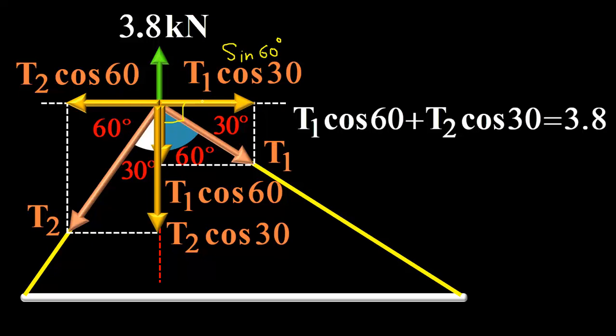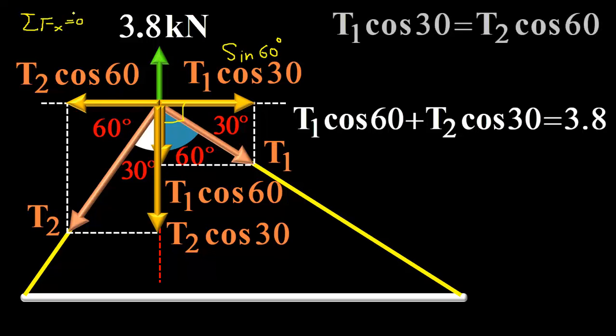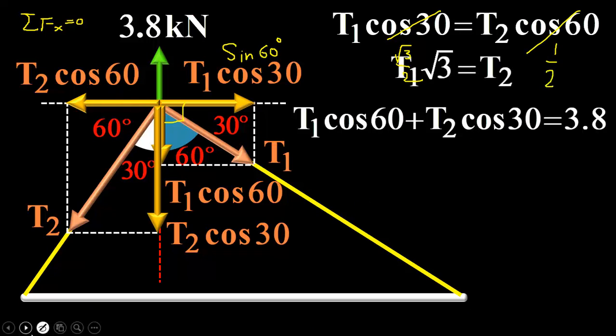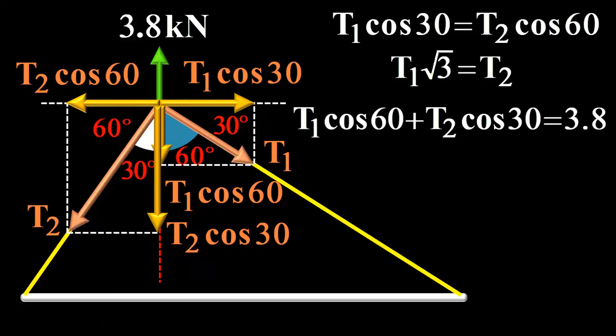The right and the left components must cancel each other because I know that sigma Fx again must be equal to 0. Okay, here I write this condition again. Cosine of 30 degrees is equal to square root of 3 over 2, and cosine of 60 degrees is a half. So if I substitute the values, I will find T1 square root of 3 is equal to T2.